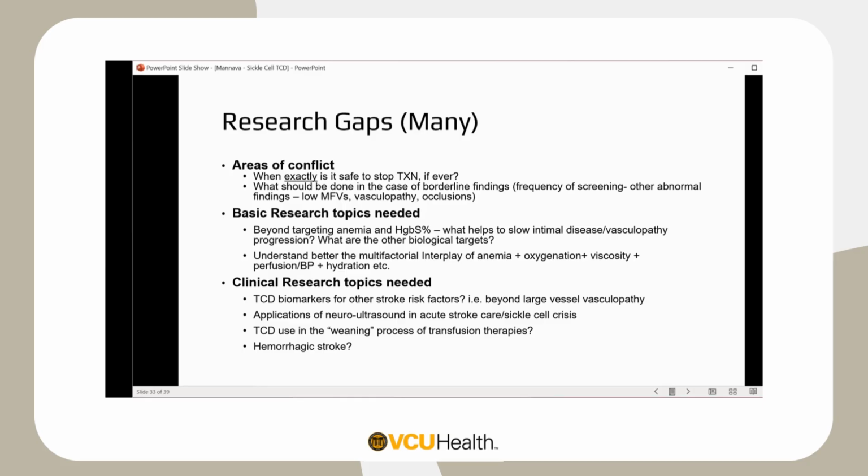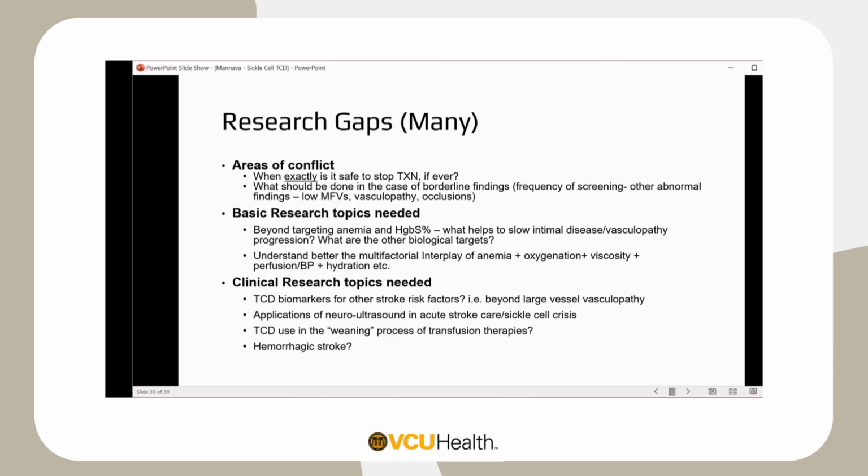What do you do with low mean flow velocities? What do we do with vasculopathies and occlusions? More study is needed on these kinds of findings. And beyond targeting anemia and hemoglobin S percentage, what is the exact thing that slows the intimal disease process or vasculopathy progression? What are your other biological targets? We need to understand the interplay of anemia, viscosity, perfusion, hydration, all of these factors, and try to target this in a multifaceted approach.